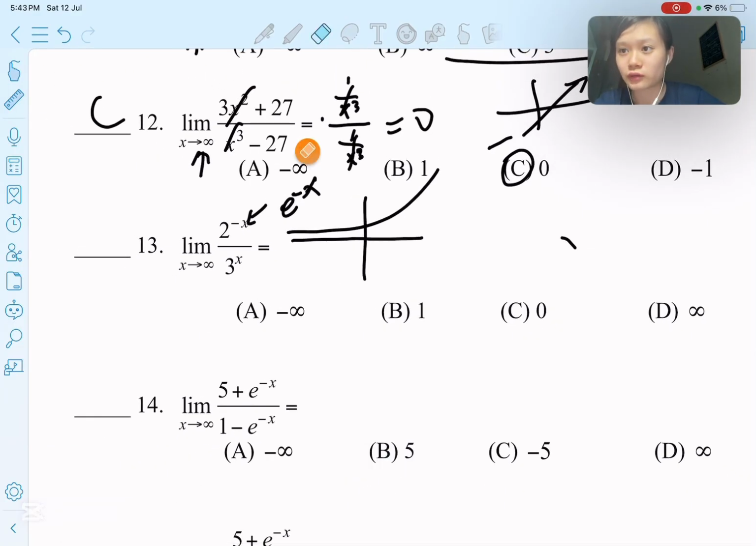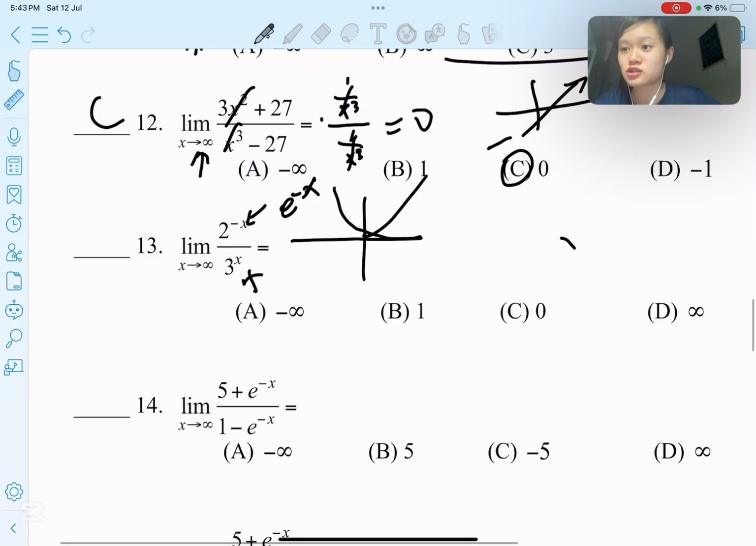However, wait, is e to the x? No, sorry, my bad. This is this. However, e to the x is this way. So we have two different ways, one way to the left, one way to the right. So we can't estimate from that. So we need to separate it.